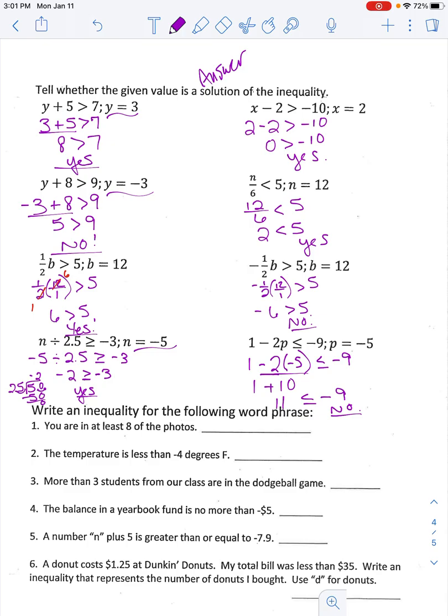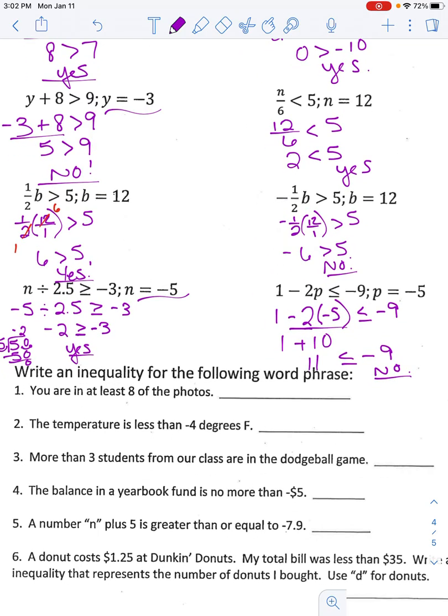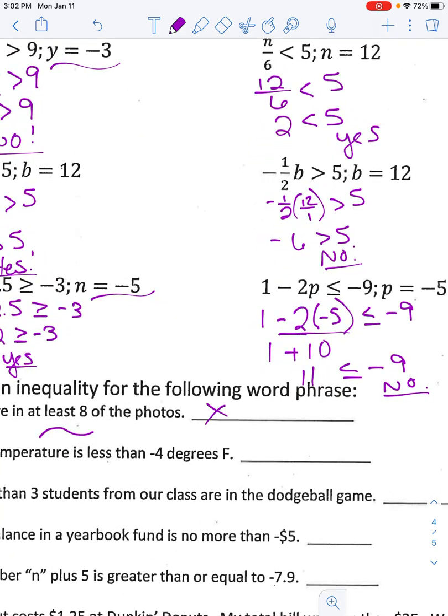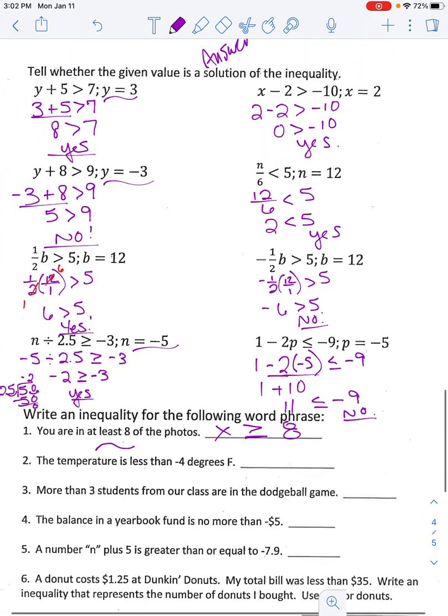Okay, so next section, you're going to write an inequality for the following word phrases. So again, you're going to use those keywords from that first page. You are in at least 8 photos, which means 8 or more, right? So at least 8 photos would be greater than or equal to 8.